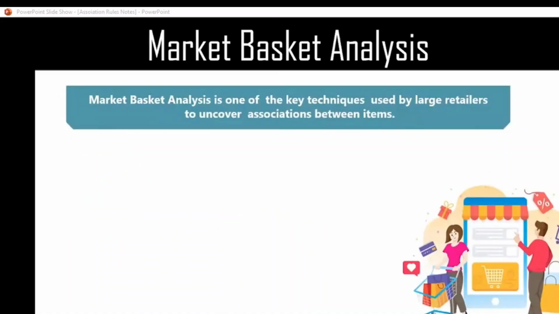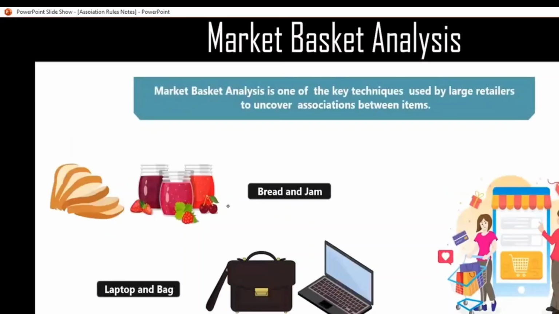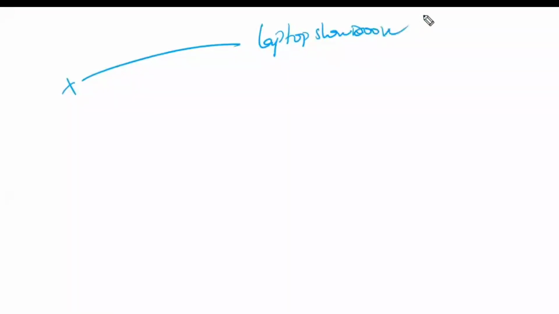Is that clear? So in large retailers, for example, those purchasing bread will most commonly purchase jam or butter, whatever it is. Those purchasing a laptop commonly purchase a laptop bag. If the laptop bag was not provided, they will automatically purchase it. This is the common association, along with a laptop mouse, wireless mouse or wired mouse, whatever it is. So for example, some person has gone to a laptop showroom and wants to purchase a laptop.